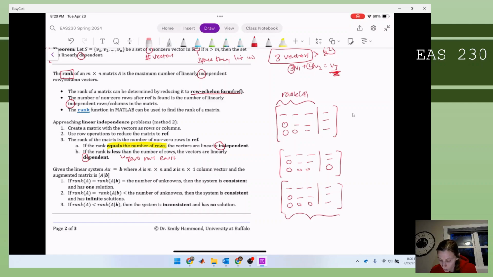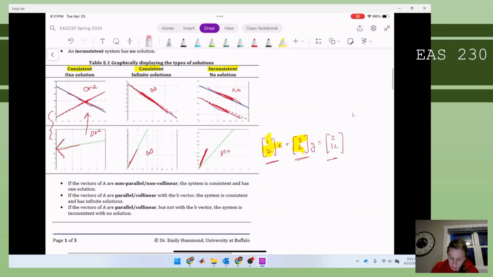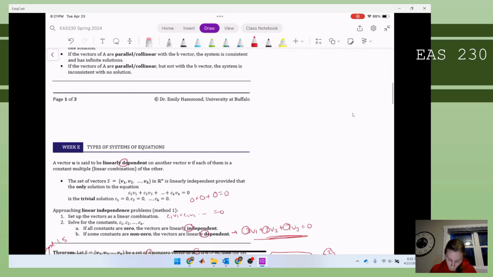And then if we look at all of it, it's the rank of AB. The rank of A checks to see if the left-hand side of our equations are independent, and the rank of everything, rank of AB, checks to see if our entire equations are independent, because it depends on what B looks like. If we go back up to our graph here, it depends on what B looks like. If our B vector is on the same line as our X and Y vectors, we have infinite solutions. But if our B vector is not on that same line, then it's no solution. So it depends on what B looks like.